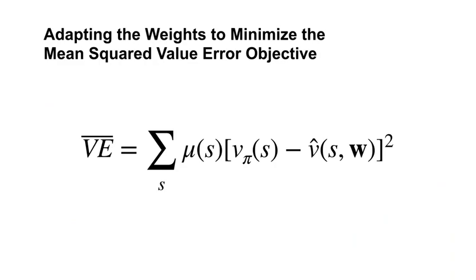Now remember the purpose of defining this objective. We want to adapt our weights to make the mean squared value error as low as possible. From now on, we will call this objective VE bar. Changing the weights in one way may increase the value error, while changing them in a different way might decrease the value error. In the next lecture, we'll talk about how we can use gradient descent to incrementally adjust the weights.